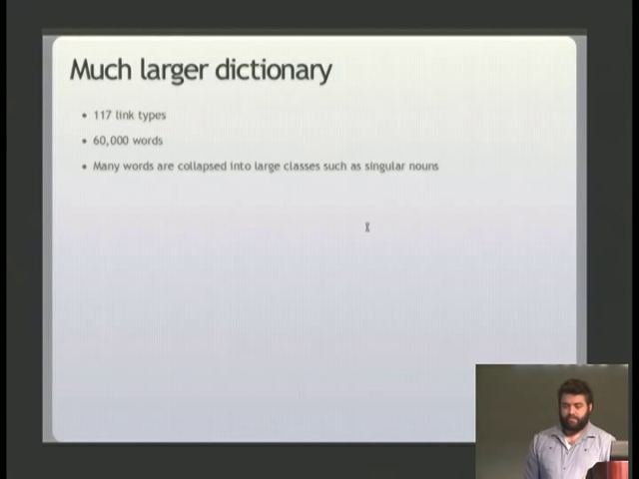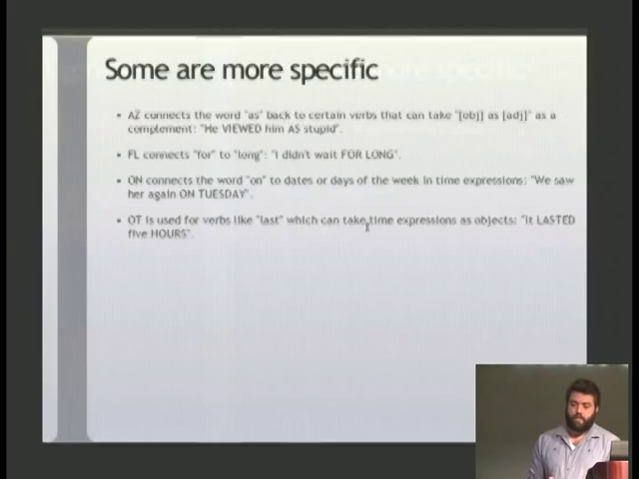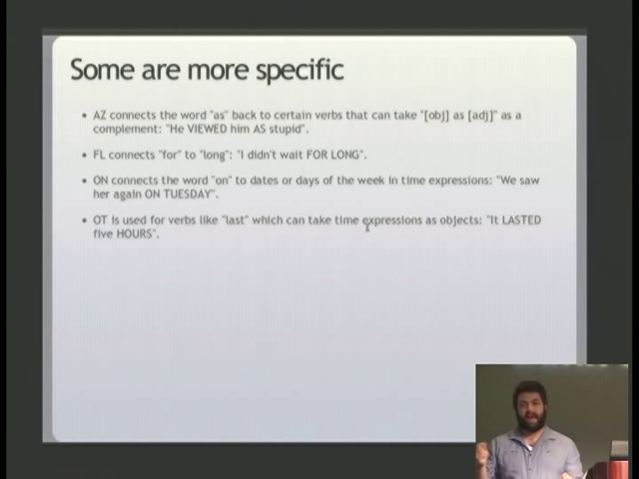So let's talk more about these 117 link types. Some of them are the same sorts of things that we saw in the toy grammar: subject, object, determiner, et cetera. But some of them are much more specific. I've picked out a couple here that show the range of specificity, and this gets at what I was talking about with the emphasis on lexicality. Like AZ, this connector is all about just the word as being used in this specific way. You know, he viewed him as stupid. That is a particular usage of as that we want to treat separately from other uses of as.